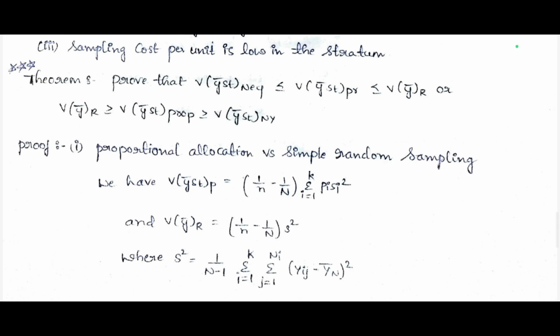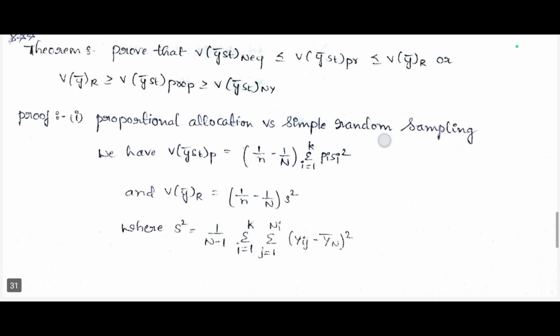Proportional allocation is compared with simple random sampling. So to make comparisons, we are going to use the variances. So, proportional allocation versus, first of all, simple random sampling we are checking.